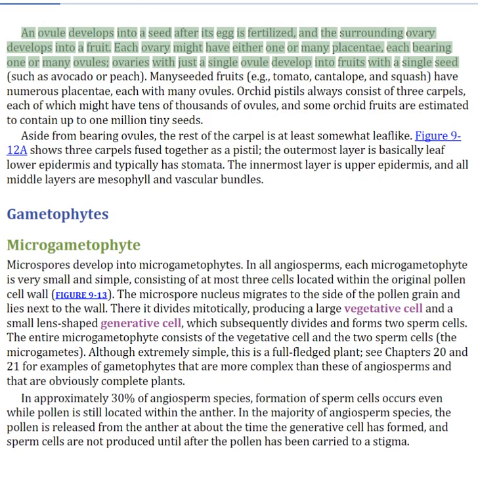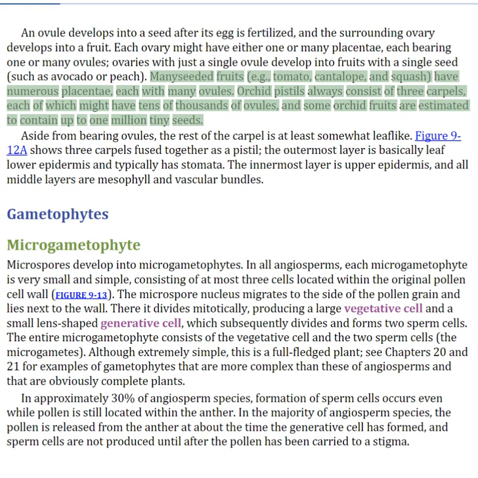An ovule develops into a seed after its egg is fertilized, and the surrounding ovary develops into a fruit. Each ovary might have either 1 or many placentae, each bearing 1 or many ovules. Ovaries with just a single ovule develop into fruits with a single seed. Many seeded fruits have numerous placentae, each with many ovules. Orchid pistils always consist of 3 carpels, each of which might have tens of thousands of ovules, and some orchid fruits are estimated to contain up to 1 million tiny seeds.